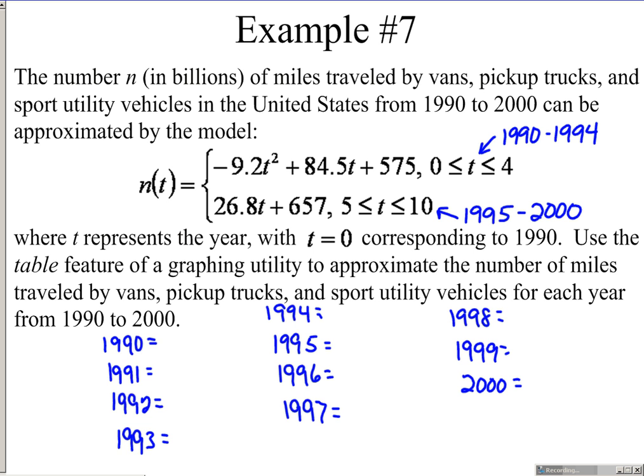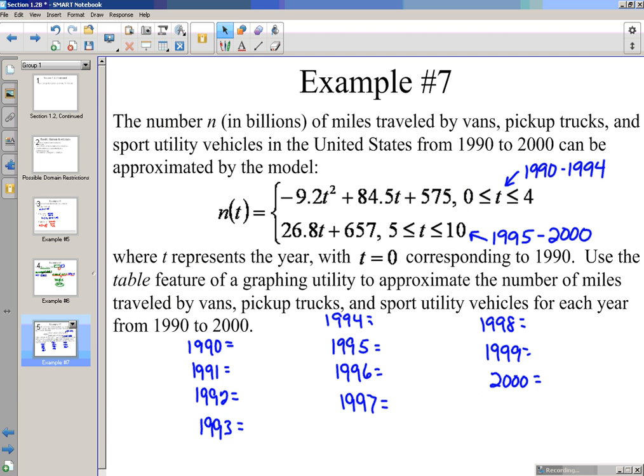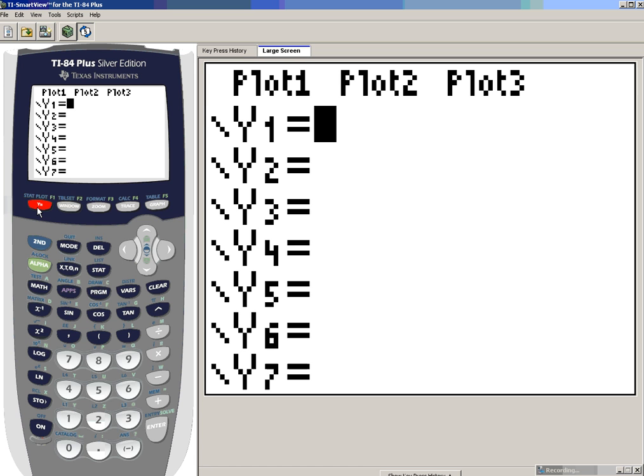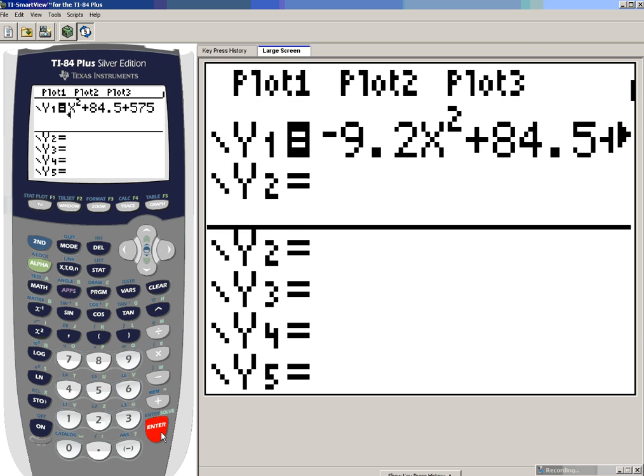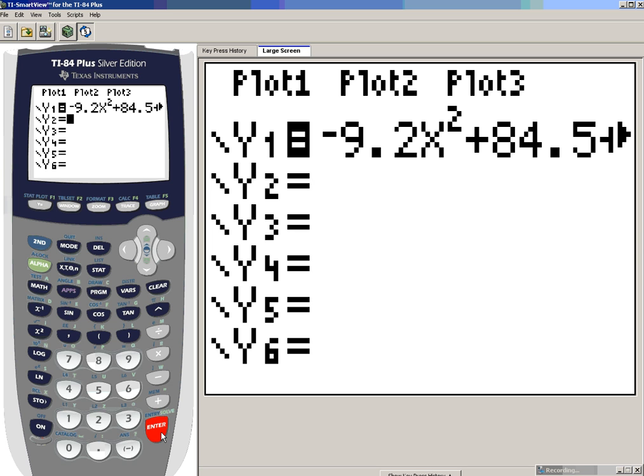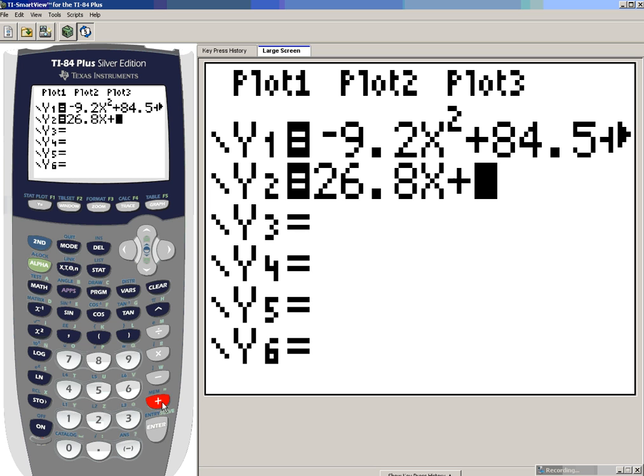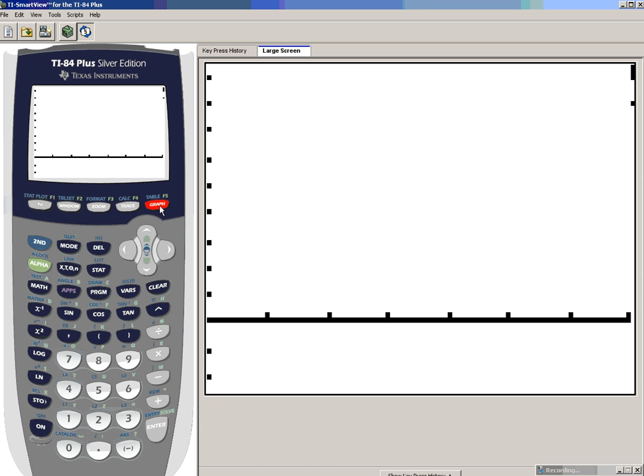Okay, we're going to do that on your calculator. So let's go to the calculator. Put in these two functions. Y equals negative 9.2 x squared plus 84.5 plus 575. Second one, 26.8x plus 657. Hit graph.